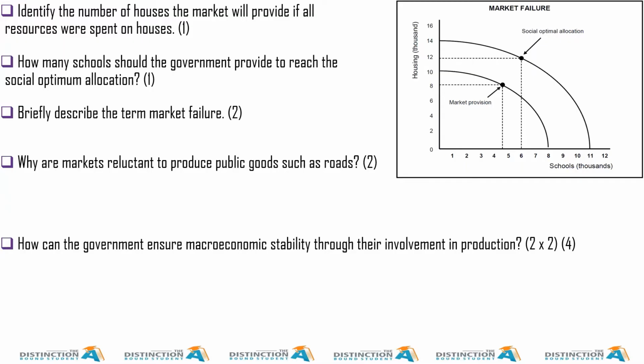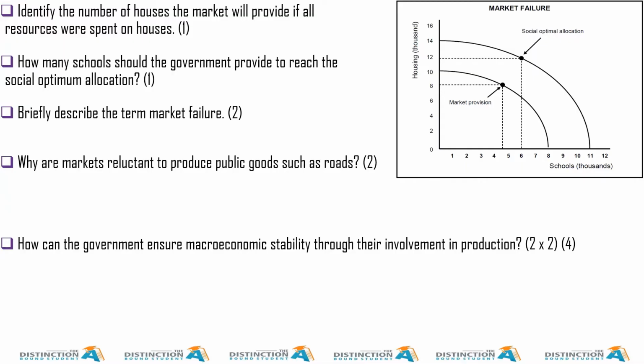All right, so it says here market failure. We have housing on this axis, we have schools on this axis, and you see they say thousands. So whenever they ask you a question, you'll have to write 1,000 as your answer, because if you say 1, it's wrong, because it says thousands here. So that's number 1.